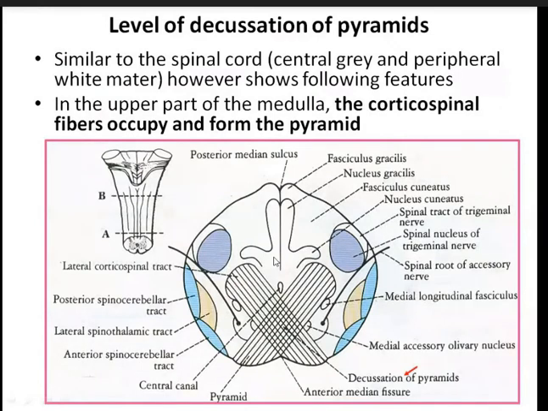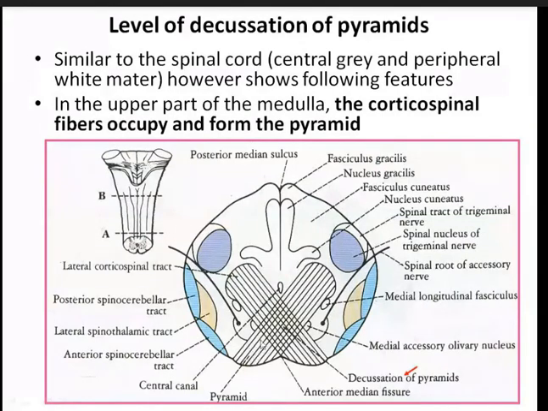So, the level of decussation of the pyramids. Here we can see the important feature, that is the pyramid and its decussation. That is the main feature at this level. Similar to the spinal cord, there is central gray and peripheral white matter. The gray matter, or nuclei, are present in the center, and peripherally we can see the tracts: the posterior spinocerebellar tract, lateral spinothalamic tract, and anterior spinocerebellar tract. They are the white fibers on the peripheral aspect, and the nuclei are present in the center: nucleus gracilis and nucleus cuneatus. The main feature in this section is the pyramidal decussation.